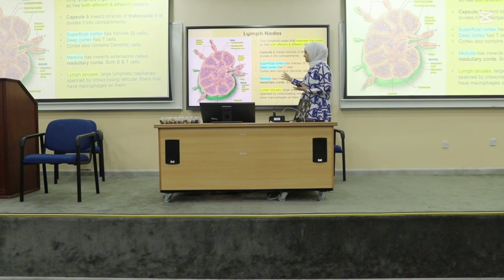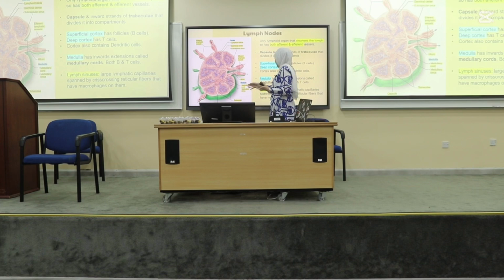The cortex also contains dendritic cells. There are important features we need to look at here. There's something called medullary cords. Just know that it's present in the medulla. It's not that significant. It's just projections from the cortex. They didn't give a significant relation to it.